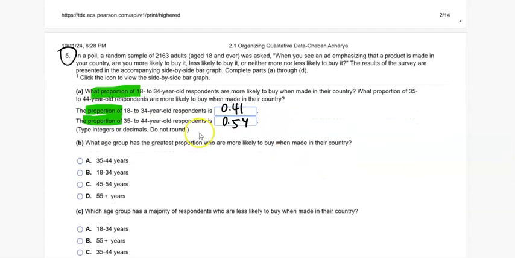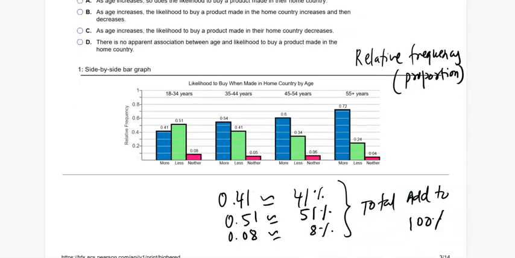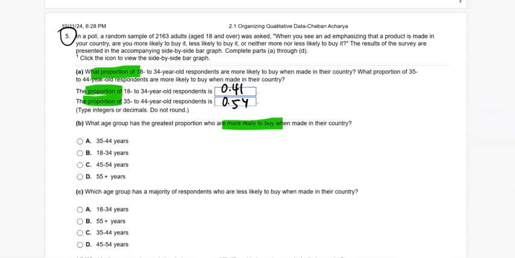B. What age group has the greatest proportion who are more likely to buy? For more likely to buy, you look for the green bar, and if you look at the table or frequency distribution, see, the 55 plus year olds are more likely to buy. That's the age group more likely to buy if the product is made in their country. So the answer is D.